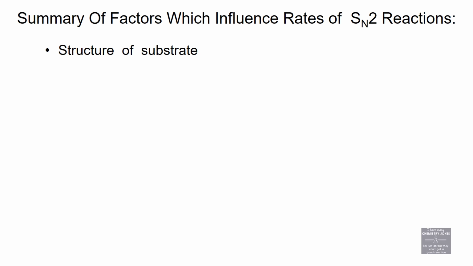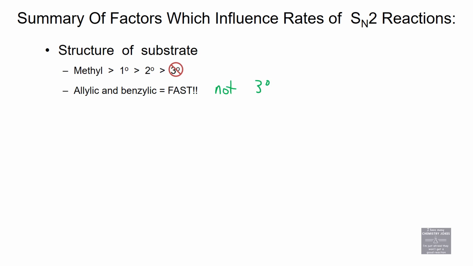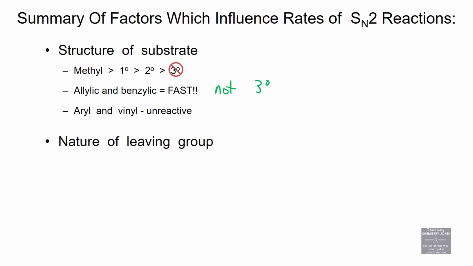I think we've said most of the things we need to say about Sn2. We said methyl is fastest, primary is real fast, secondary can happen, tertiary not so much. Allylic and benzylic are fast, as long as not tertiary. Remember that? Yeah, we said that. Aryl and vinyl, it ain't happening. Leaving groups. Weaker bases make better leaving groups. That is always and forever a true statement. It's not just an Sn2 reaction statement. Weaker bases make better leaving groups.